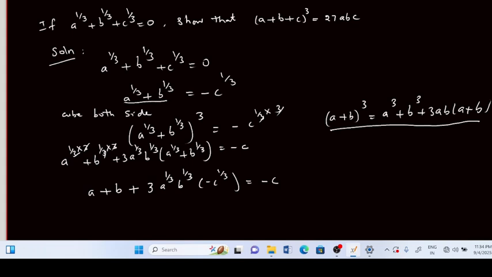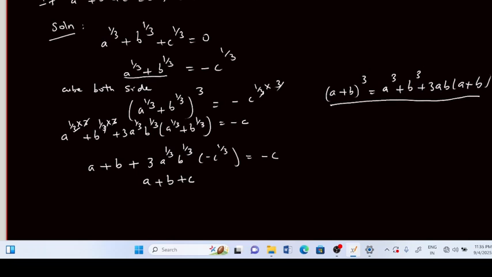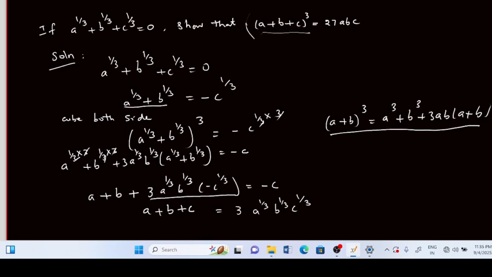Now this minus c we bring to the left hand side. We write it as a + b + c according to the question. So here we have written a + b + c, and this left hand side term we bring to the right hand side. Minus becomes plus: 3 times a^(1/3) into b^(1/3) into c^(1/3).